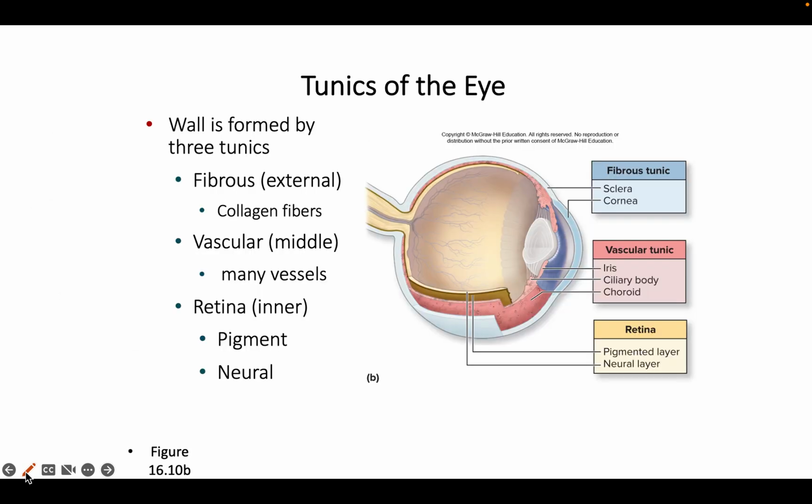Okay, so we're going to stop here, and we'll pick up with the tunics, also known as layers of the eye, in the next part.